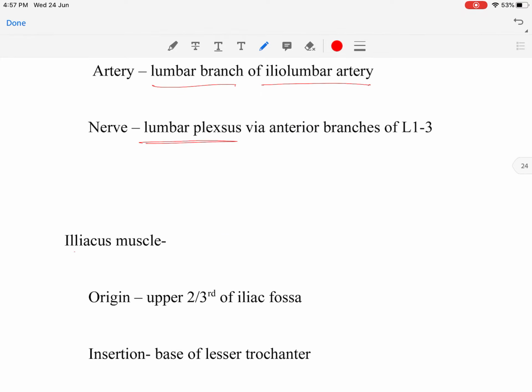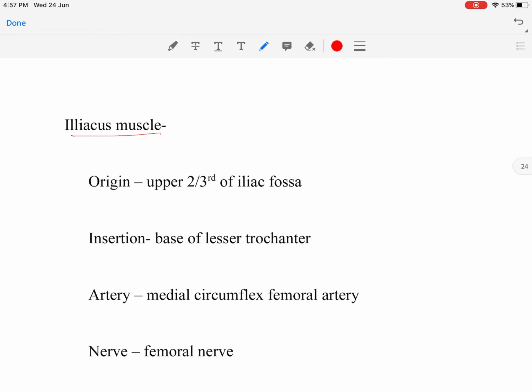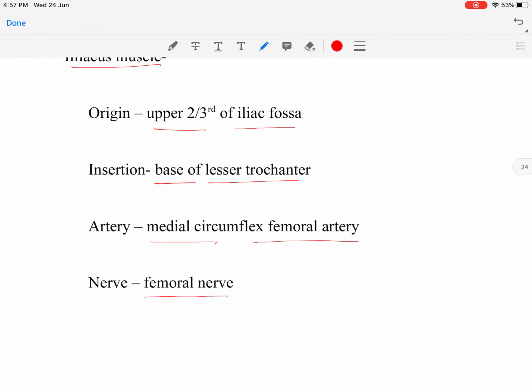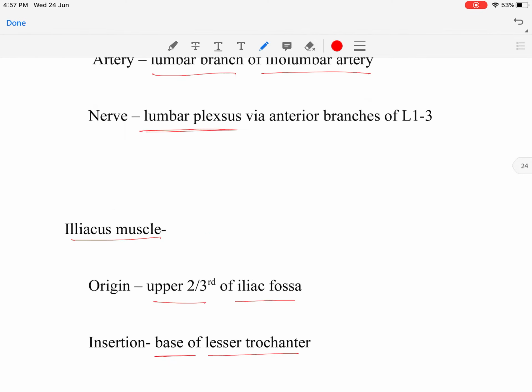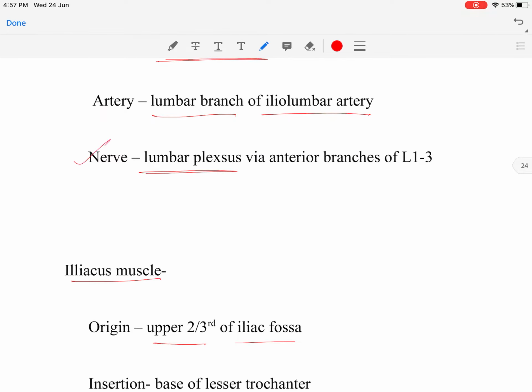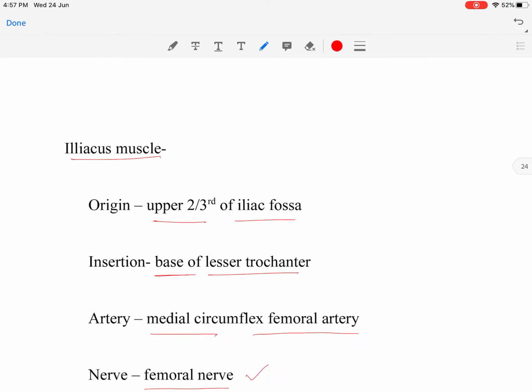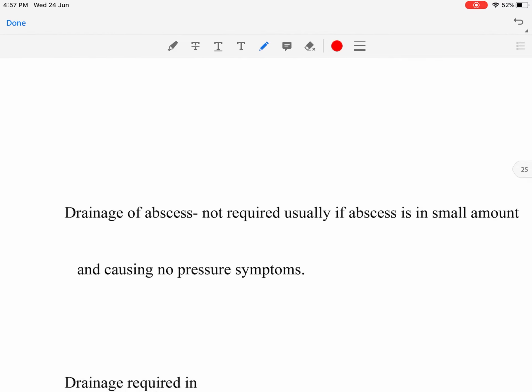And talking about the iliacus muscle, it takes origin from the upper two-thirds of the iliac fossa. Insertion is similar, the base of the lesser trochanter. Arterial supply is the medial circumflex femoral artery and nerve supply is the femoral nerve. So iliacus is supplied by the femoral nerve and psoas by the lumbar plexus. So this was about the origin and insertion of the iliacus and the psoas major muscle.